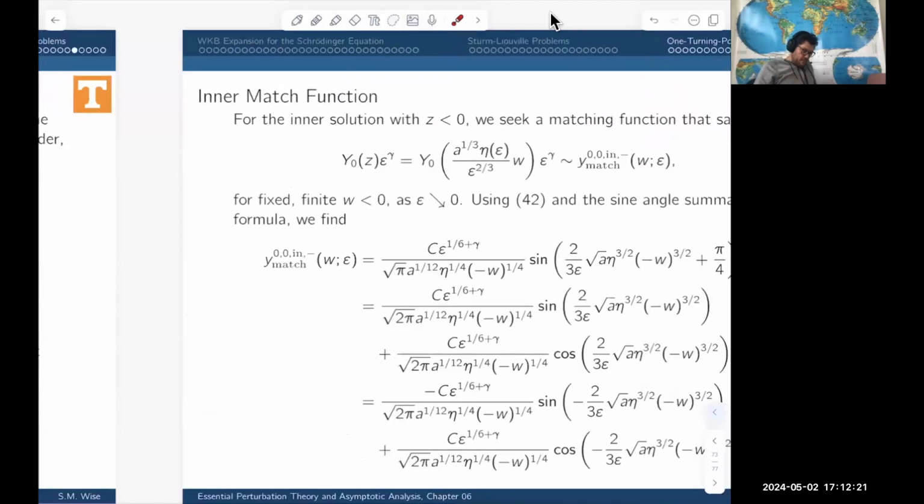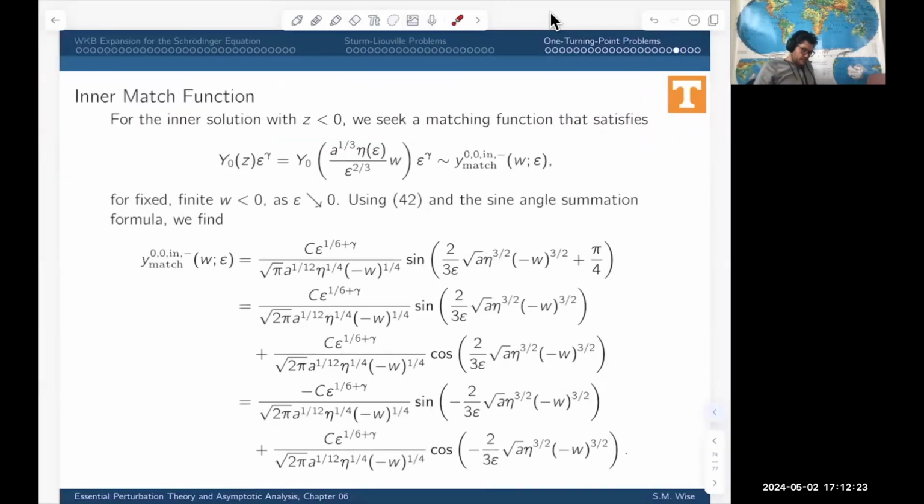Now, for our Airy functions, let's see, am I at the Airy thing yet?